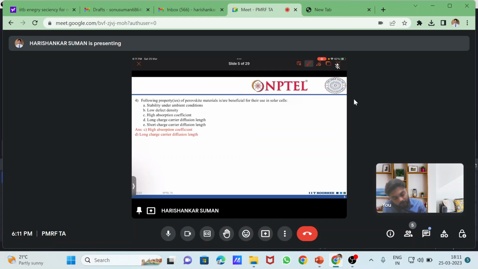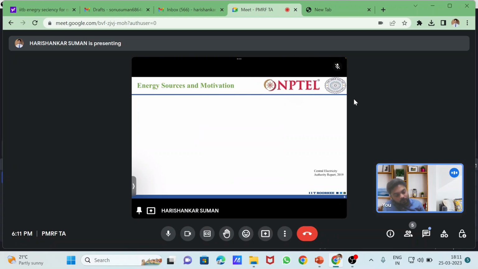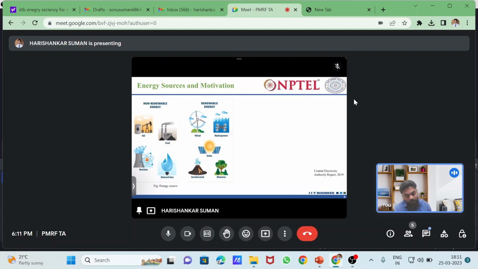Okay, so today's lecture is about perovskite material, third generation solar cells. Let's talk first about the current status of energy and the motivation for solar cells. We know the conventional energy sources, oil, coal, nuclear, gas, but they are limited in nature, and another problem is carbon dioxide. So we have to find an alternative source. Renewable energy sources: wind, hydropower, solar thermal, geothermal.